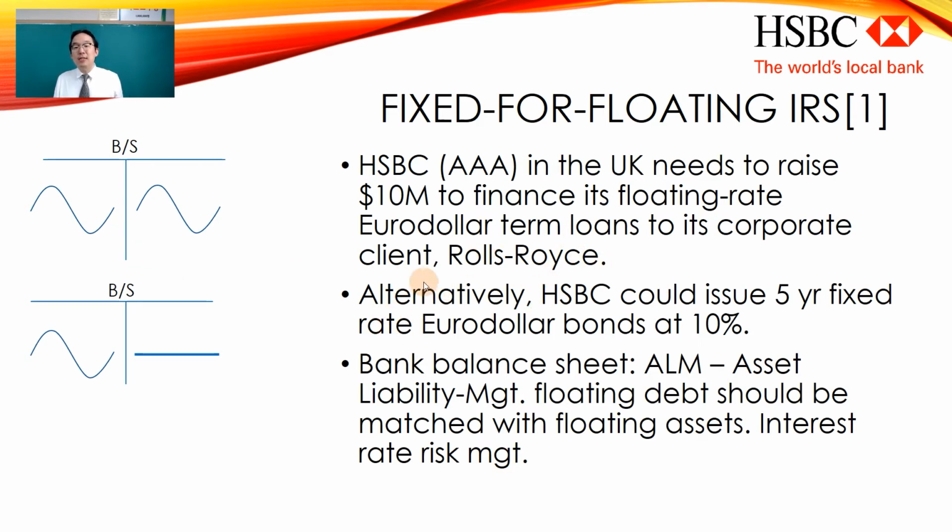To finance some Euro-dollar term loans to its corporate borrowers, it needs to raise some capital. It needs to borrow from somewhere so that they could lend to Rolls-Royce later on. So HSBC needs to borrow. Alternatively, HSBC could issue 5-year fixed rate Euro-dollar bonds at 10%.